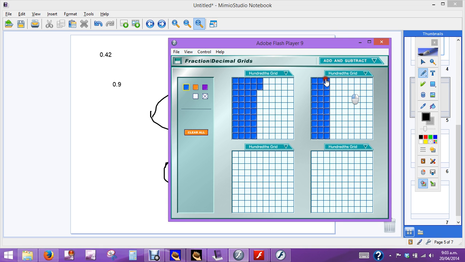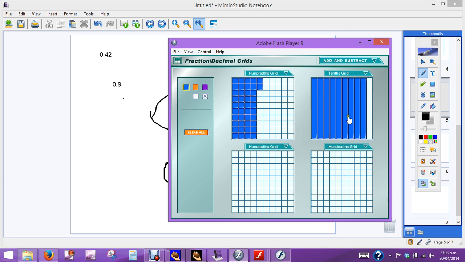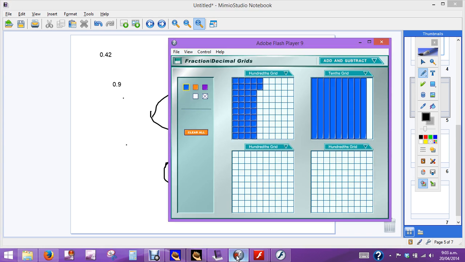Over here I'm going to show you 0.9, so I'm going to change this into a tenths grid, and I'm showing you 9 tenths, 3, 4, 5, 6, 7, 8, 9. So this is clearly more than this one, 0.42. So my 0.9 over here can also be written as 9 tenths and no extra hundredths. Okay, so in fact we're not looking at 9, we're looking at 90 hundredths compared to 42 hundredths. Why is it 42 hundredths? I thought you said it was 4 tenths.